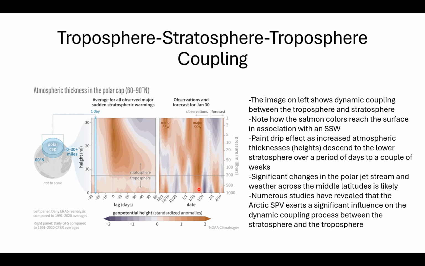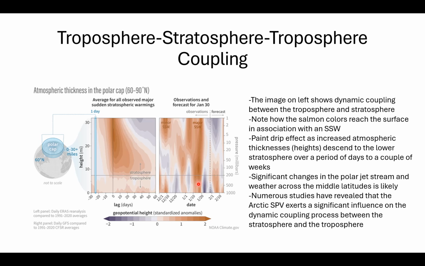Okay, this is dynamic coupling between the stratosphere and the troposphere. Notice how these salmon colors again reach all the way to the surface right here between 10 and 20 January in this example. And this is called the paint drip effect. If you're watching paint dry, right, it's a tedious process. Same thing in the atmosphere. You're watching this energy drip down towards the surface.